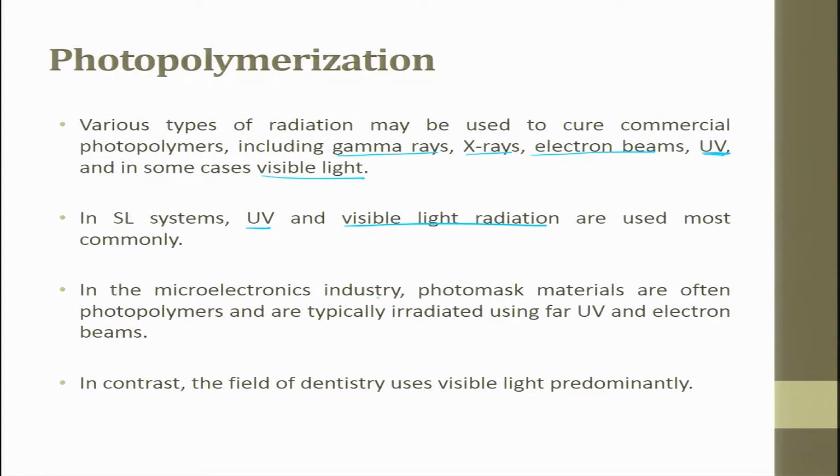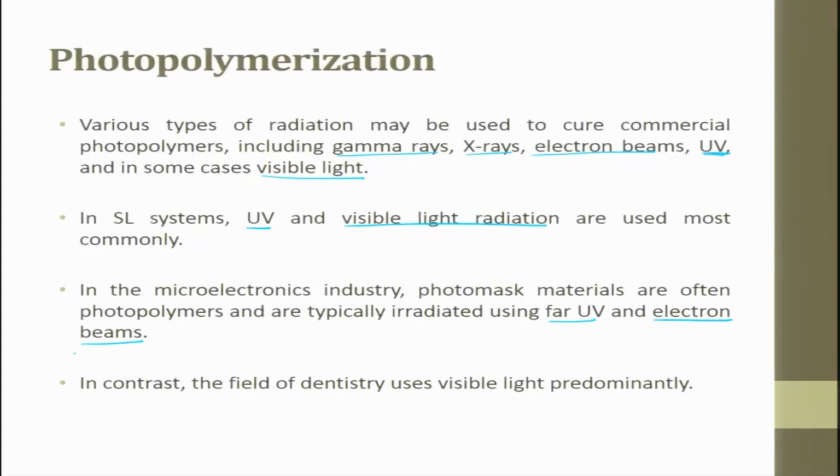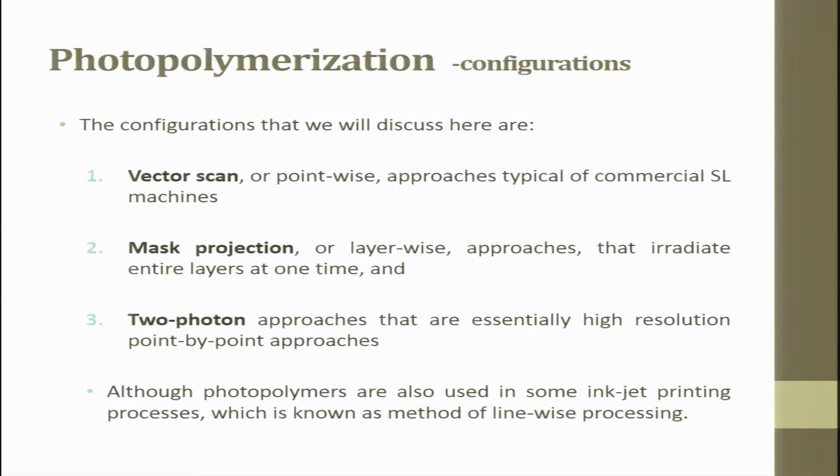In the microelectronic industry, photomask materials are often photopolymers and are irradiated using far UV and electron beam. If you want the resolution of the feature generated on a polymer surface to be as small as possible, for example in nanometers, then we go for electron beam, which is otherwise called electron beam lithography. In contrast, the field of dentistry predominantly uses visible light. This is used for curing and making the caps.